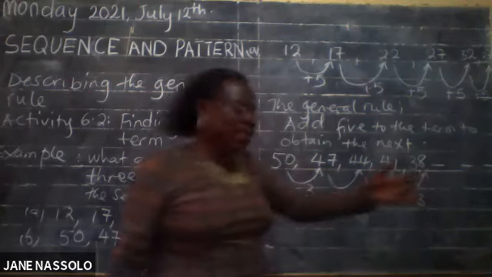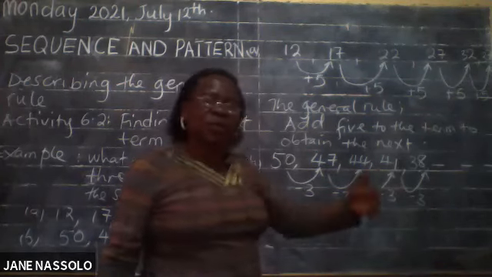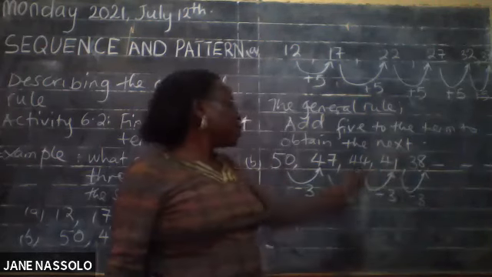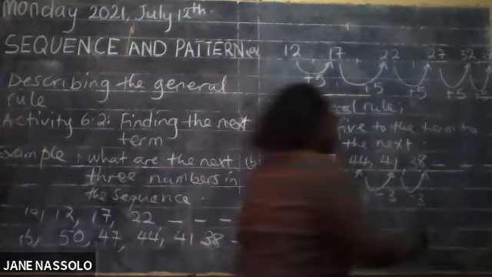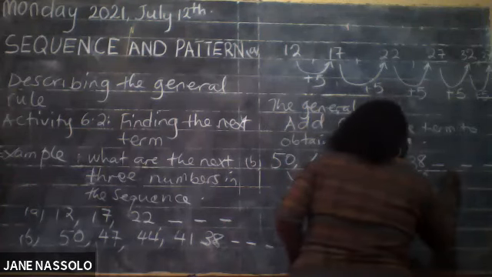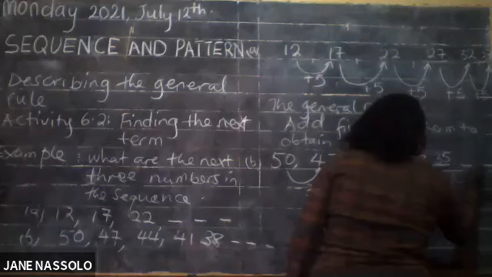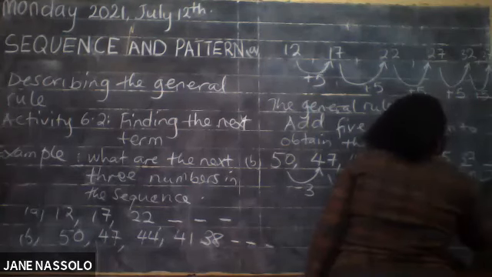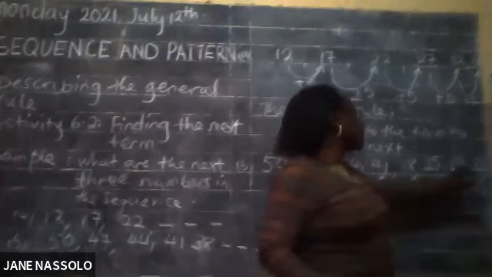Now, in order to generate the next 3 terms, we are going to go on subtracting 3 from the previous one to get the next term. When you subtract 3 from 38, what do we get? 35. Thank you. Then subtract 3 from 35. What do we get? 32. Subtract 3 from 32. What do we get? 29. So the next 3 terms are 35, 32, 29.